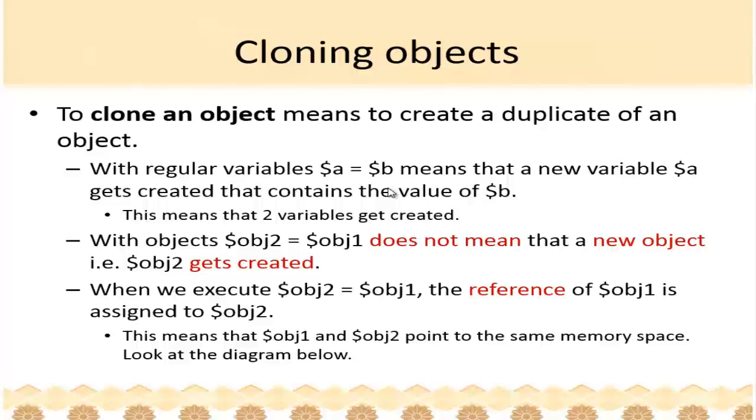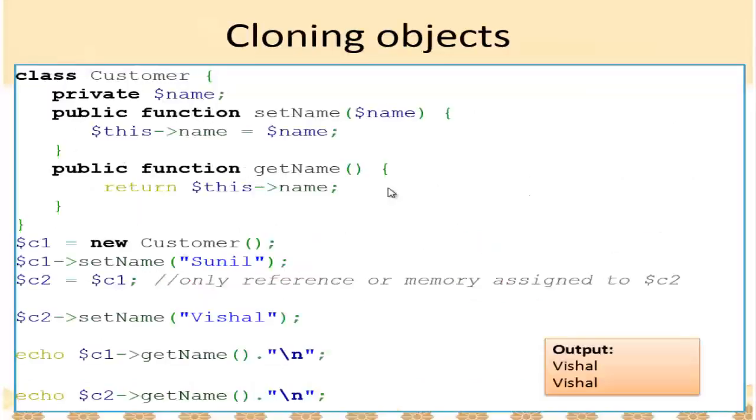Now, sometimes if you want a copy, if it is a reference, what will happen is, if any one of them makes a change, it will automatically be reflected in the others. Let's look at that in a simple example. Here I have a customer, and I have a set and get name, the ordinary one. You set a name and you get a name, and I create a new customer, and I supply the set name. And then I make a copy of this customer to C2.